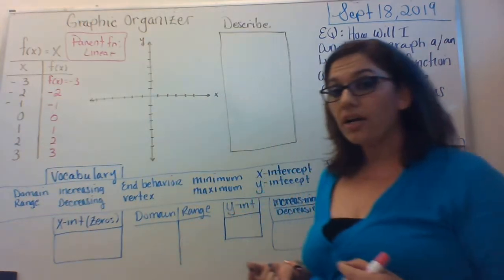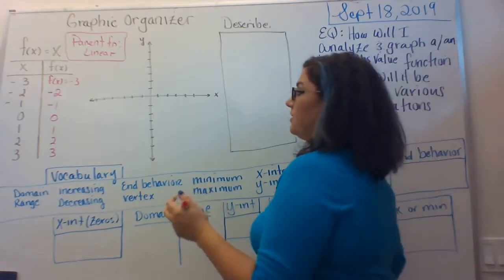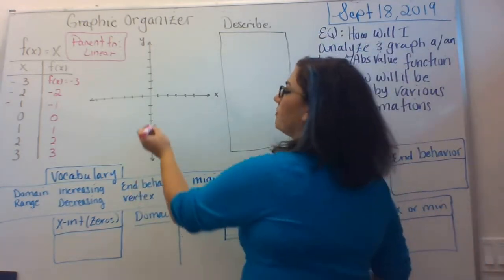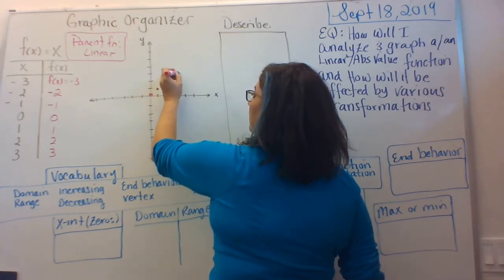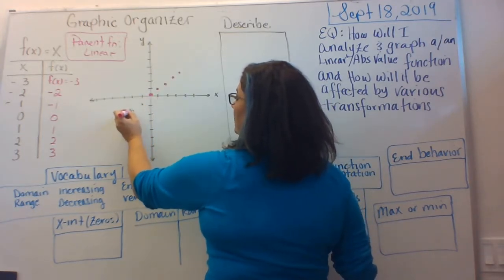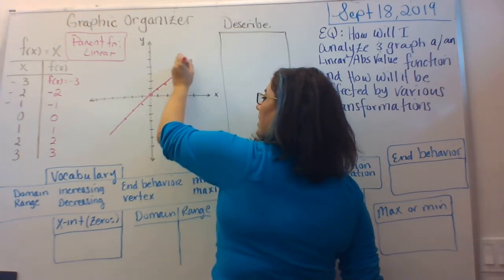And this chart gives me all of my points that I need. I'm going to plot (0, 0), (1, 1), (2, 2), (3, 3), (4, 4). Sorry, I went further than the actual graph does. And connect.